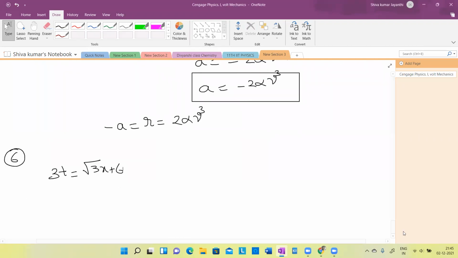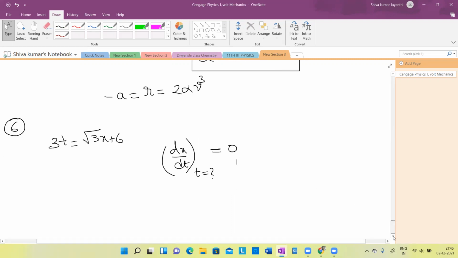So what are you going to do? What are they expecting us to find out? dx by dt we have to find out and equate that to 0. We are going to get some time. Understood that? We don't know at what time dx by dt is becoming 0. Then, after finding the time, you're going to put that back and you're going to get the displacement.